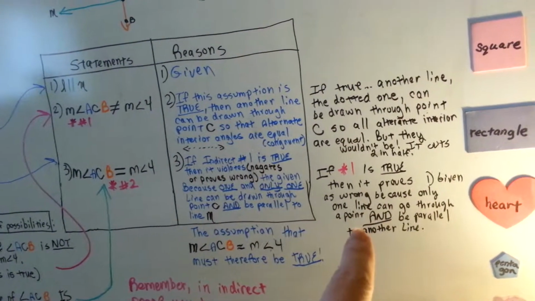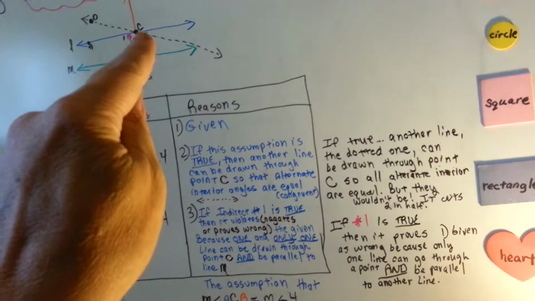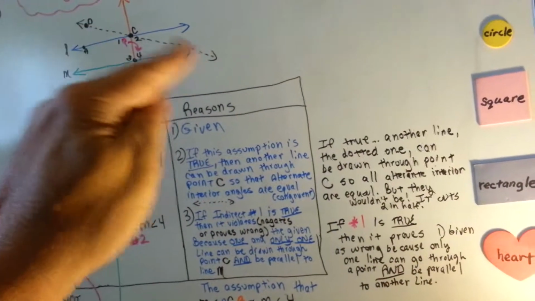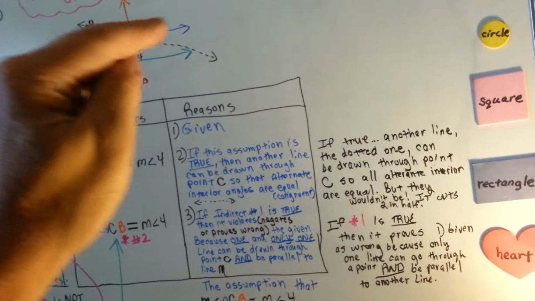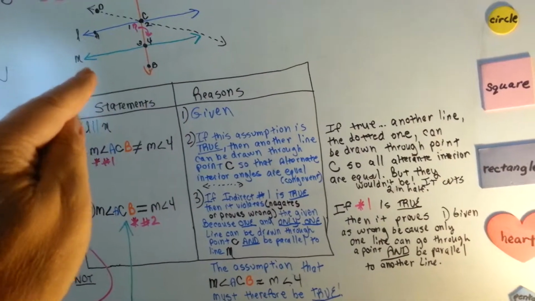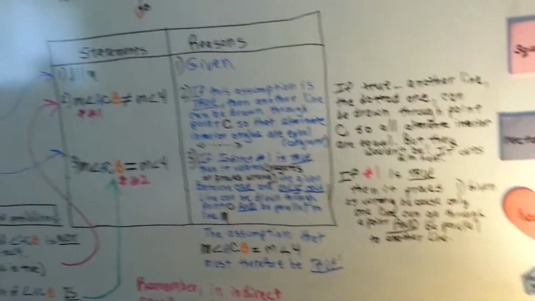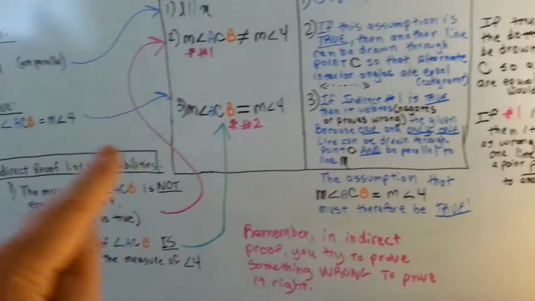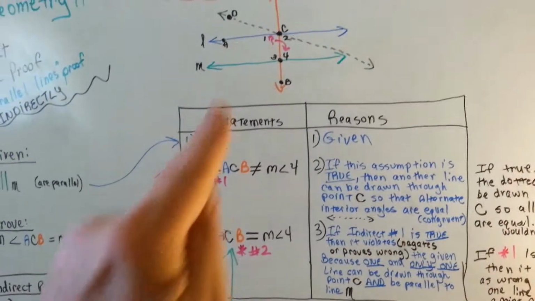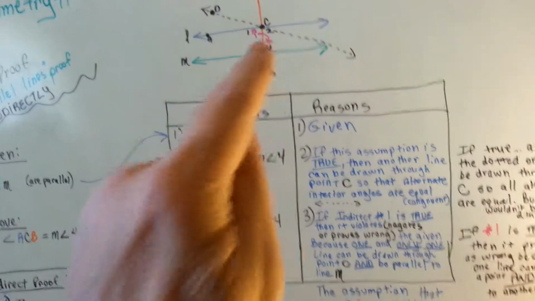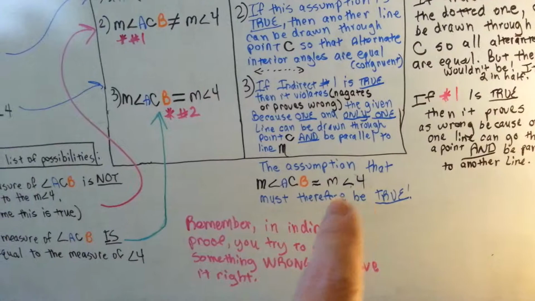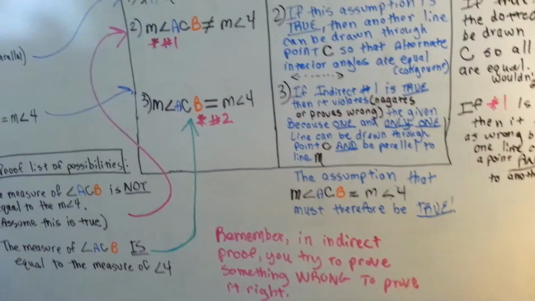Because only one line can go through point C and still be parallel to the green one. Doesn't matter where you draw another dotted line. It has to go where the blue one is, otherwise it won't be parallel to the green one. And they told us it was parallel. So that proves that the measure is equal to 4 because of alternate interior angles. The assumption that the measure of ACB equals the measure of angle 4 must therefore be true.